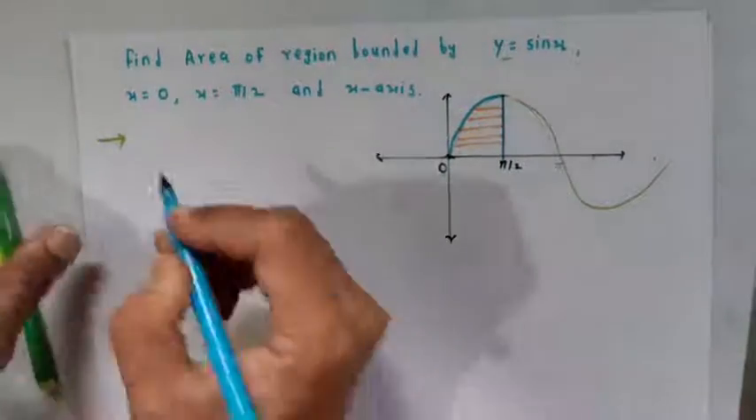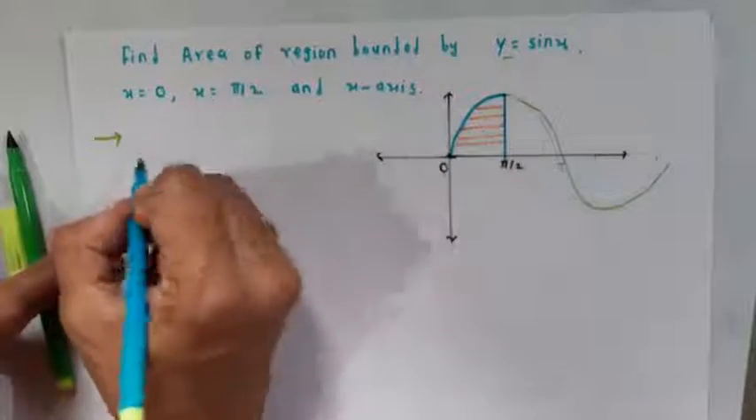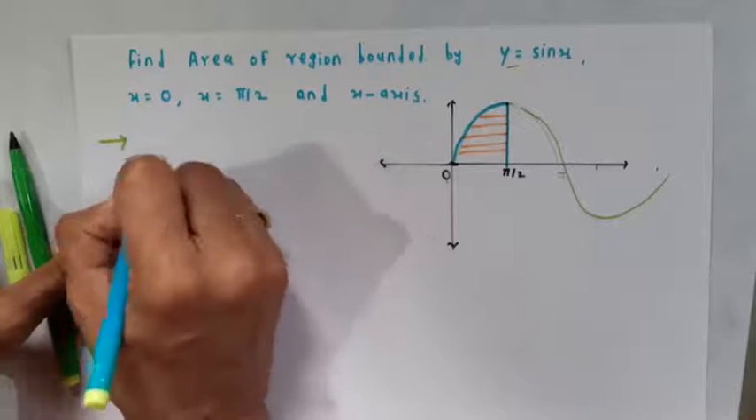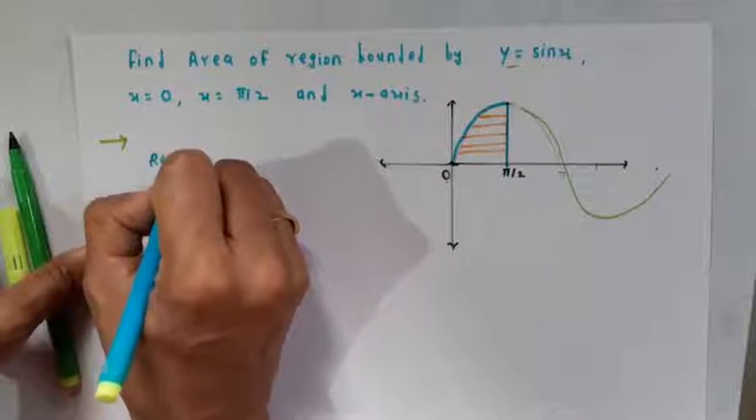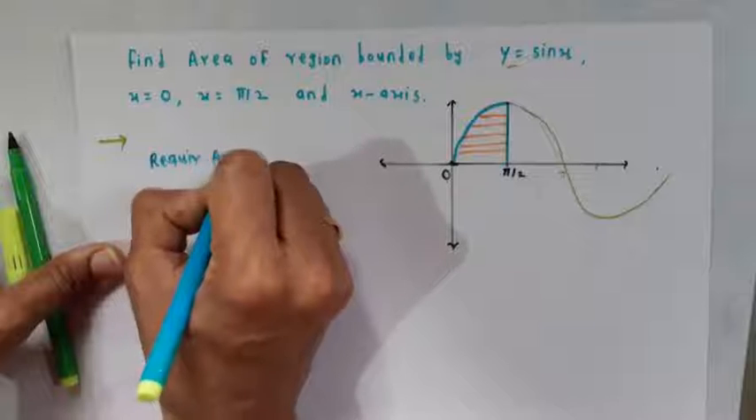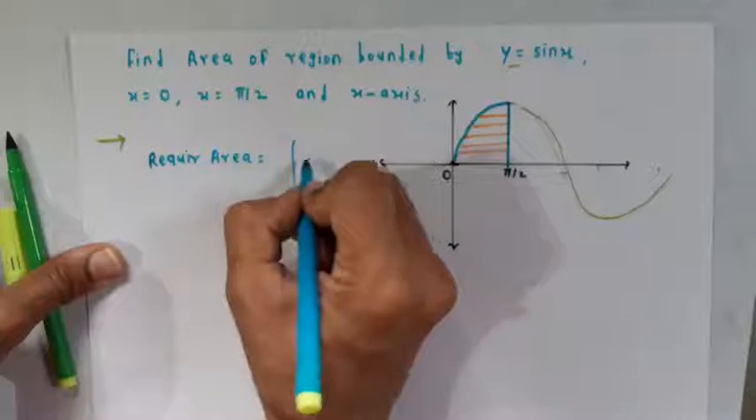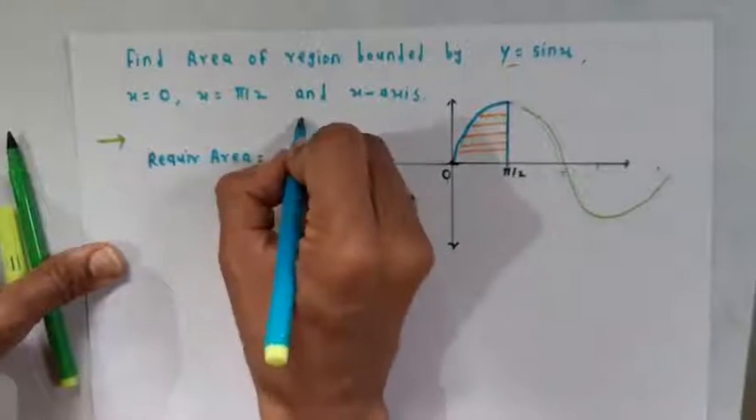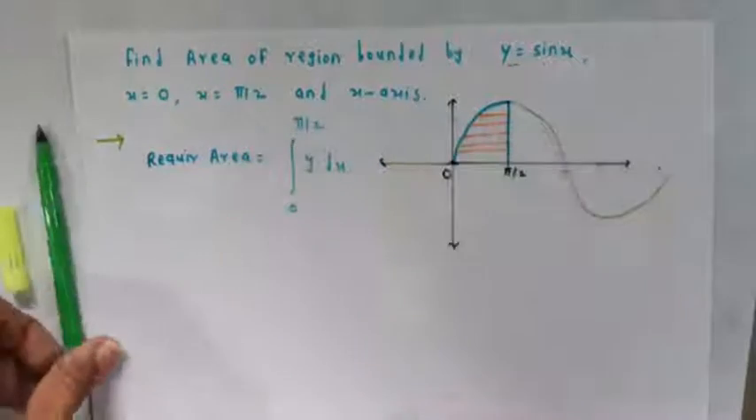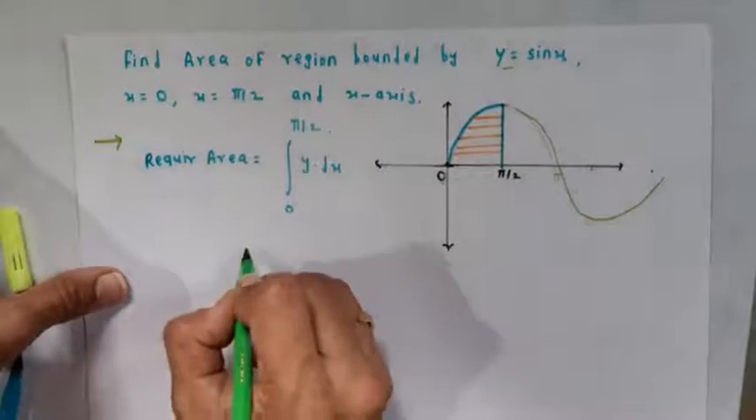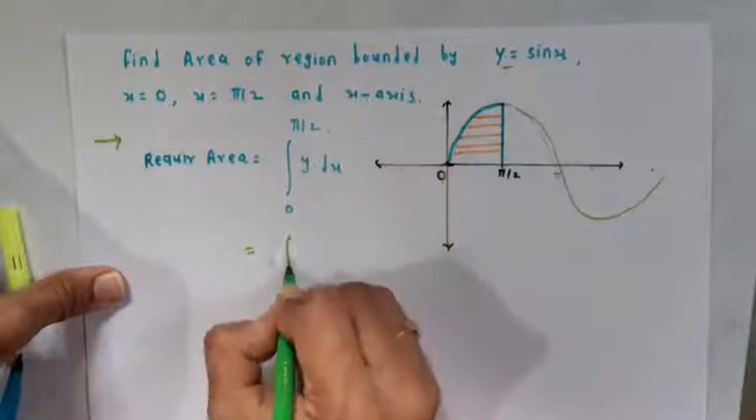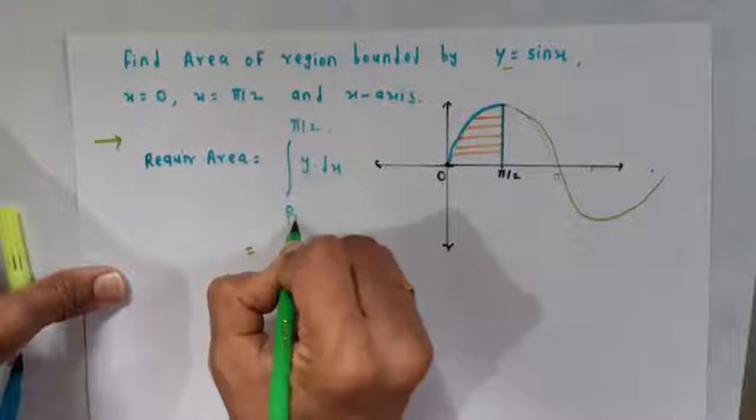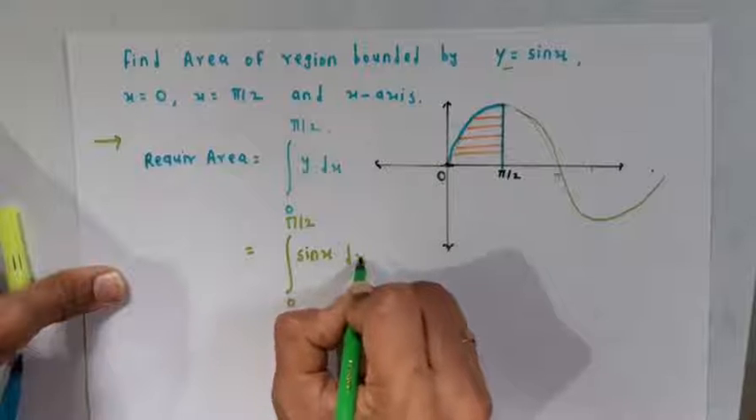So here the required area, or the shaded portion area, is equal to the integral of y with respect to x, with limits of integration 0 to pi by 2. So what is the y function? The y function is sin x. Sin x from 0 to pi by 2, integration with respect to x.